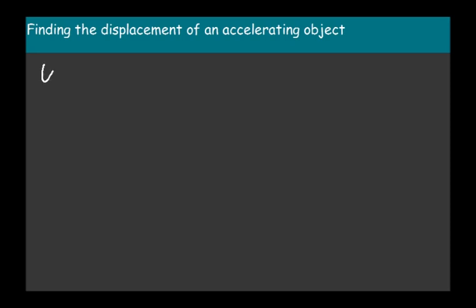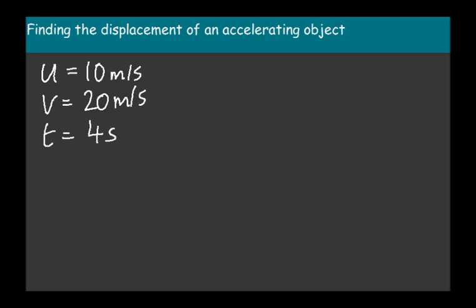Say we have an object whose initial velocity u is 10 meters per second. Final velocity v is 20 meters per second, and the time it takes to accelerate from u to v we're going to give as 4 seconds. Now we can't do speed equals distance divided by time here and use u as the speed because it only travels at 10 meters per second at the start. We can't use 20 meters per second because it only does that at the very end. So in this case, we have to use a different equation.